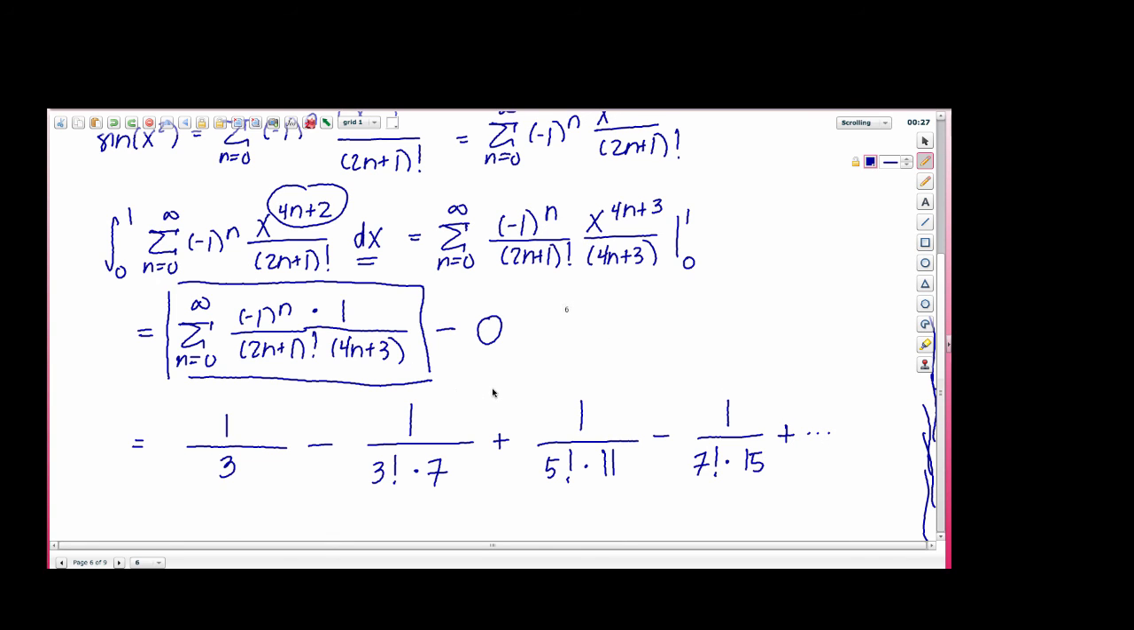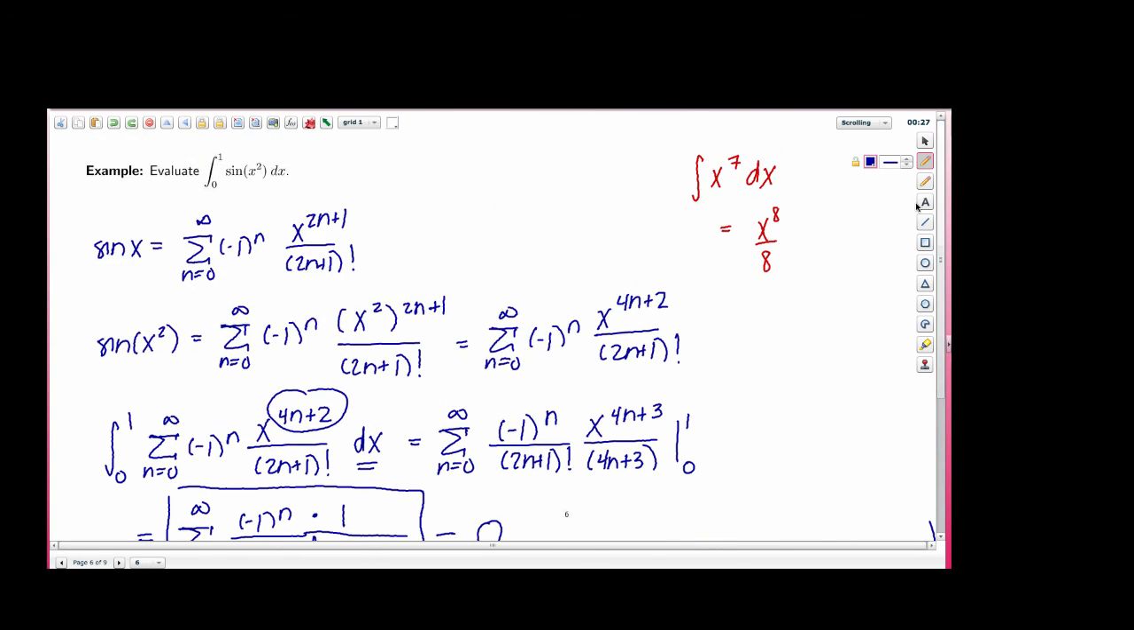So to get a numerical approximation, you just add up the first several terms of this series. So again, the idea here is that we used an infinite series for sine of x to get a series for sine of x squared, and we then integrated that series for sine of x squared to evaluate this definite integral.